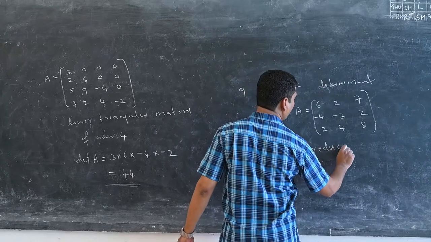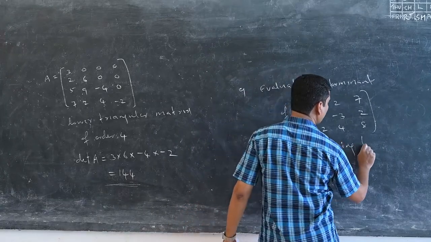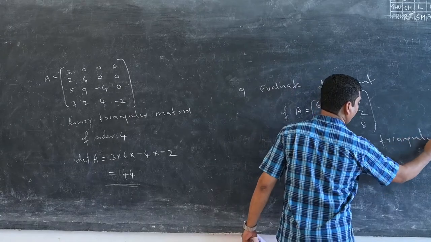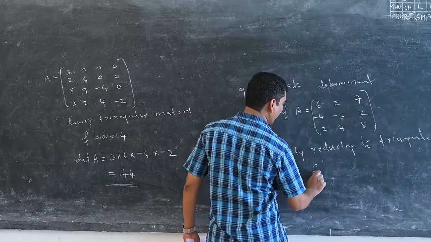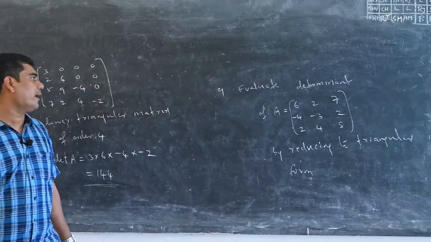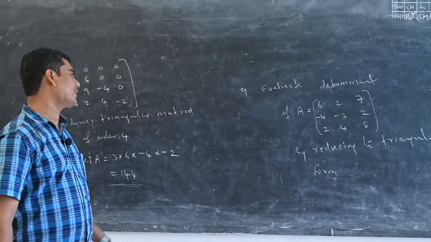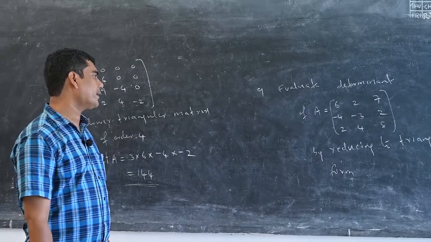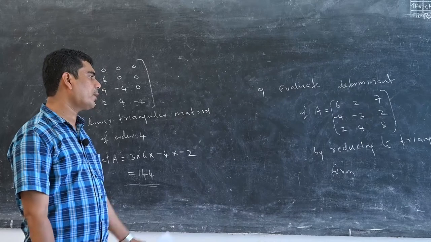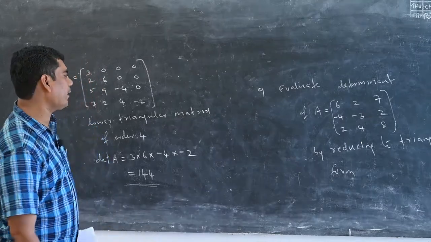By reducing to triangular form. The question is, evaluate the determinant of this matrix A, 6 2 7, minus 4 minus 3 2, 2 4 8, by reducing this matrix to triangular form.